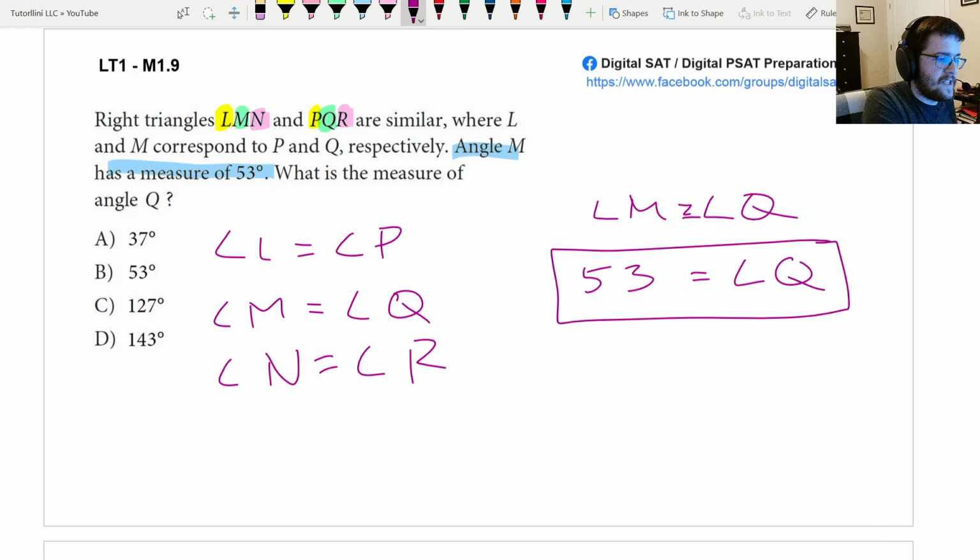Again, they give you this nice sentence where they explain to you what the similarity statement means, but you don't even need to read that. You can just, again, pay attention to the order of the letters like I did. So see how L and P are both first, they go together. M and Q are both second, they go together. And N and R are both third, they go together.